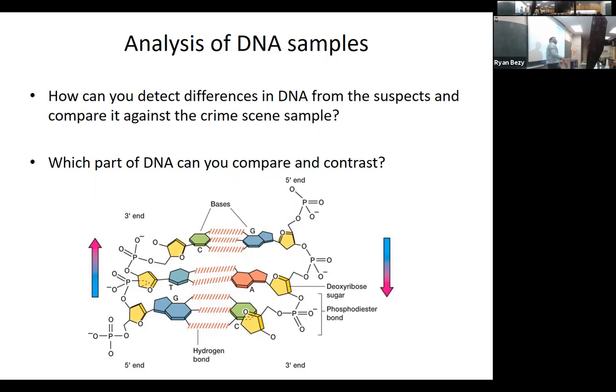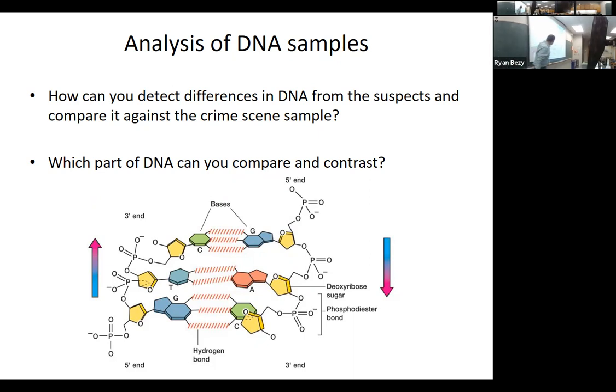Even something like a bacterial cell, like Escherichia coli, has 3.5 million base pairs, nucleotides that make up its DNA sequence. So we have 5 billion. There's a lot of DNA in there, but what we're looking at is the sequences of those A's, T's, C's, and G's. So what part of the DNA can you compare and contrast?